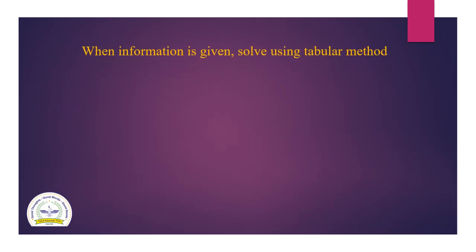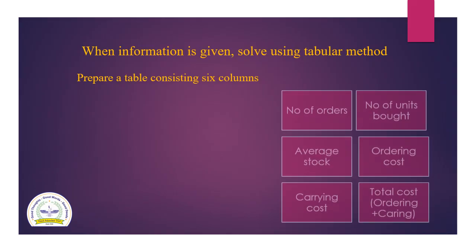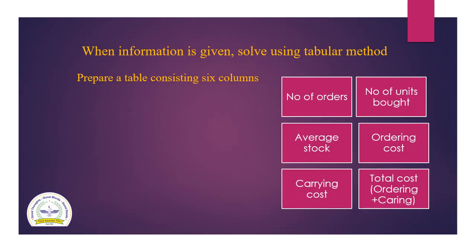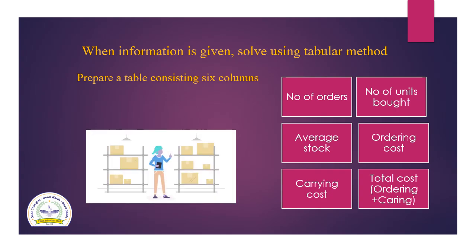In the question, when information is given to solve using the tabular method, we should prepare a table consisting of 6 columns: number of orders, number of units, average stock, ordering cost, carrying cost, and total cost. Random assumptions are taken up to arrive at EOQ. This helps the storekeeper to verify more options. Let's take a look at it.